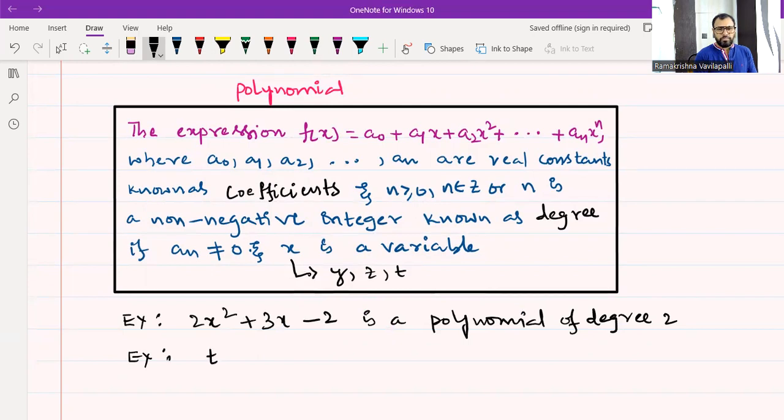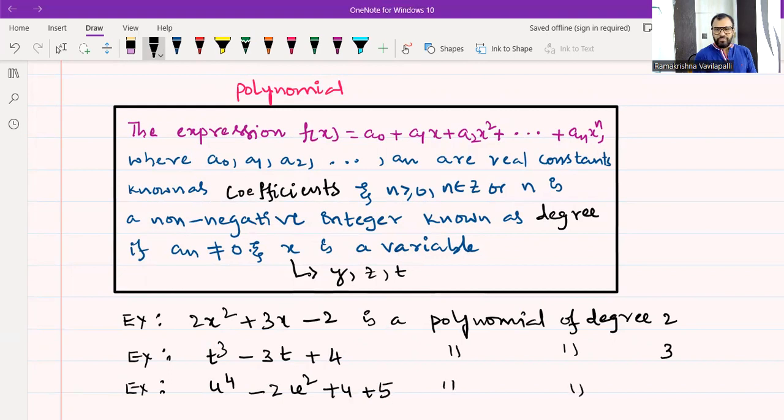t cube minus 3t plus 4 is a polynomial of degree 3. Here you see this power, the degree is 3. You can write the polynomial in any variable. u to the power of 4 minus 2u square plus u plus 5 is a polynomial of degree 4.